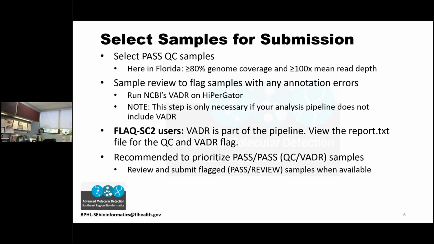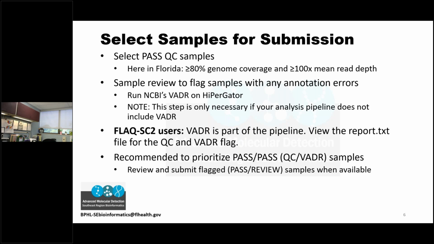Some pipelines, for example, if you're using our FLAC SC2 pipeline on HiPerGator, Vader is part of our pipeline automatically, so they've already been reviewed. If you view the report.txt file, there's a column in there for your QC flag. It's going to say pass or fail. Pass means it has greater than 80% genome coverage and greater than 100x mean read depth. Fail means that it did not meet either one of those two criteria.